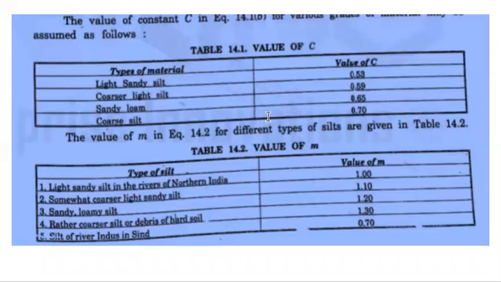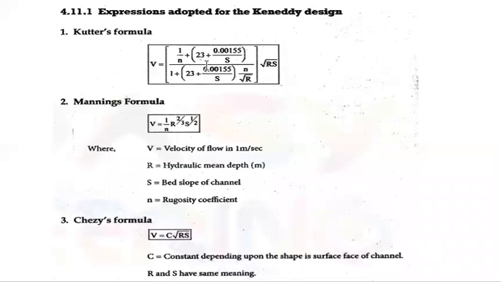So here we have the values of C, that is, for the types of material and other aspects, and also the types of silt and the value of m. So these are the expressions adopted for the Kennedy design: Kutter's formula, Manning's formula, and Chezy's formula. You would have come across all these things from fluid mechanics, hydraulics, and even in environmental engineering, right?